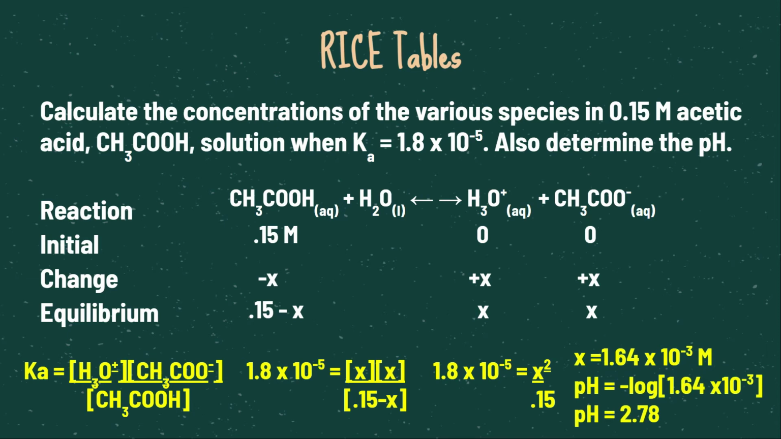And what I get for X is 1.64 times 10 to the negative third. Again, if you look at it, a very, very small number when compared to 0.15, which is why we can eliminate X in the denominator of that second step. We can then understand that X is equal to my hydronium ion concentration and then determine the pH by taking the negative log of that to get a pH of 2.78. So this is a bit complicated to start off with for sure, but in time you'll find that this gets much, much easier as we go through and do our calculations.